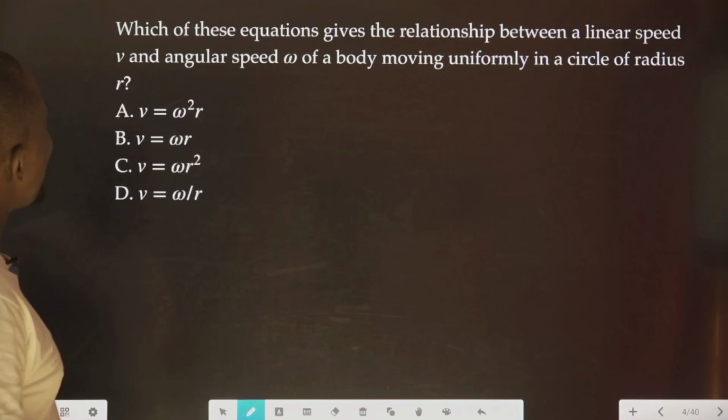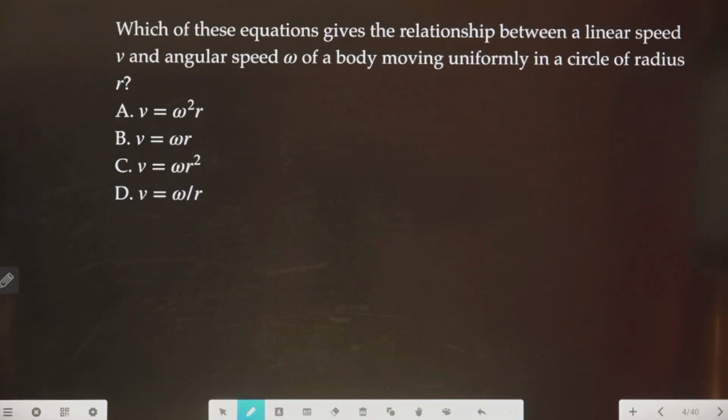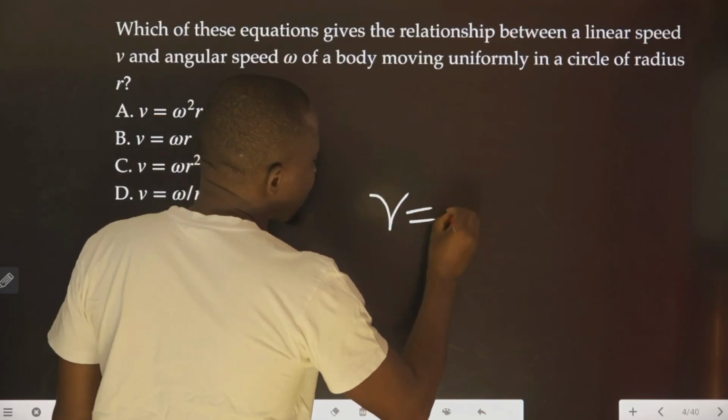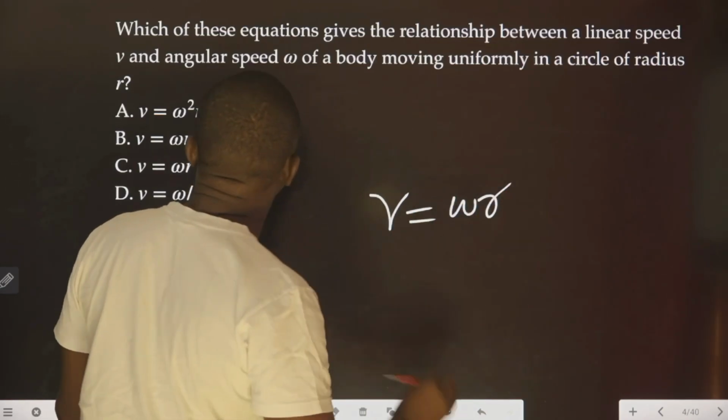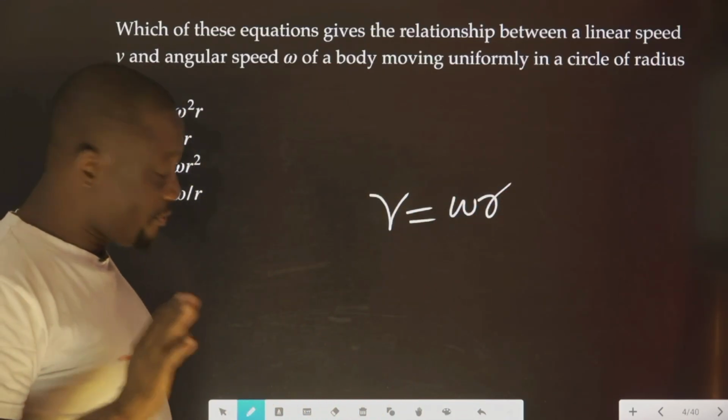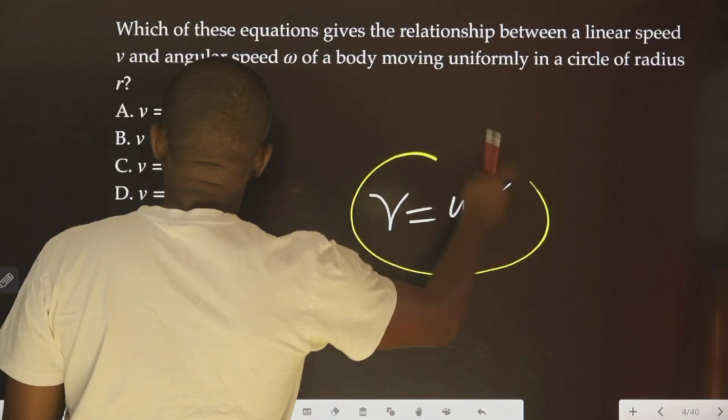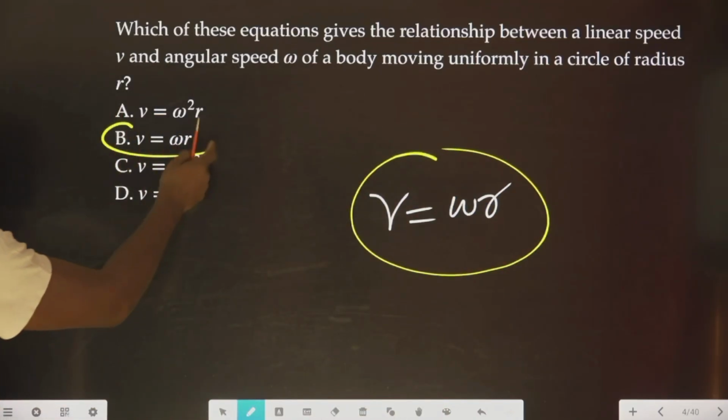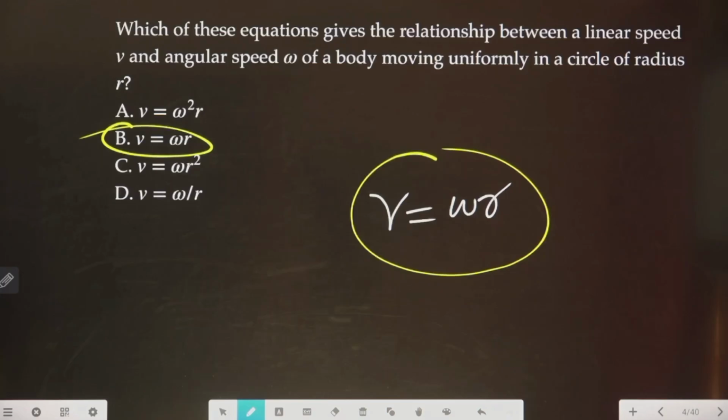It says, which of these equations gives the relationship between a linear speed, v, and angular speed of a body moving uniformly in a circle of radius r? For this, you simply do v equals wr. That is all. wr. So, is there anything like this here? This is the answer. Okay?